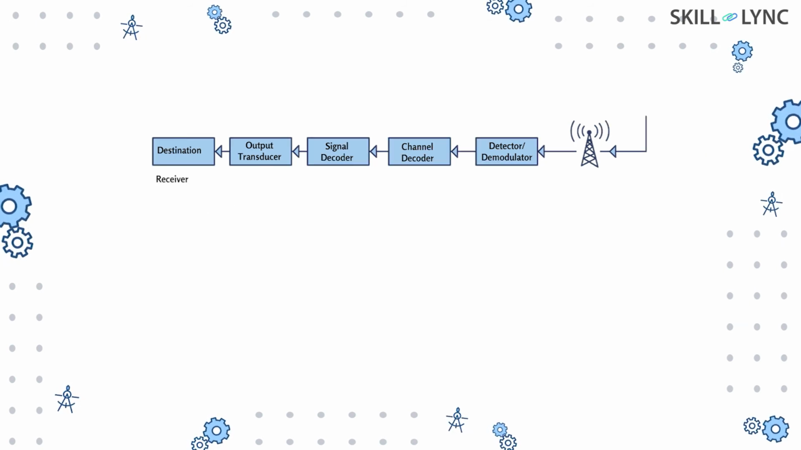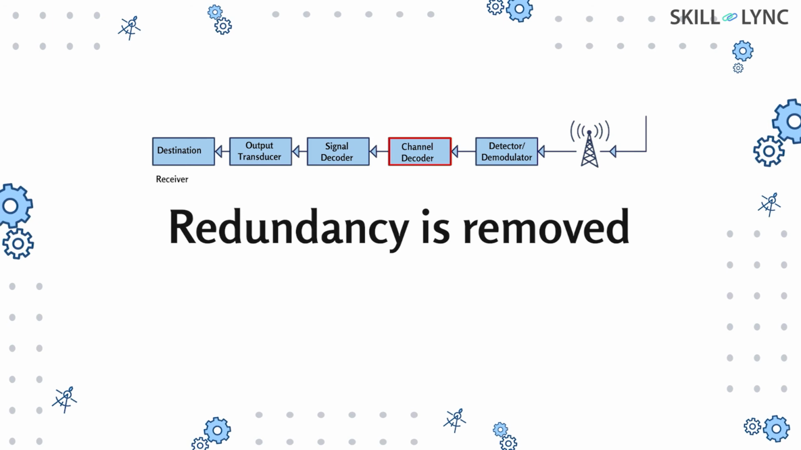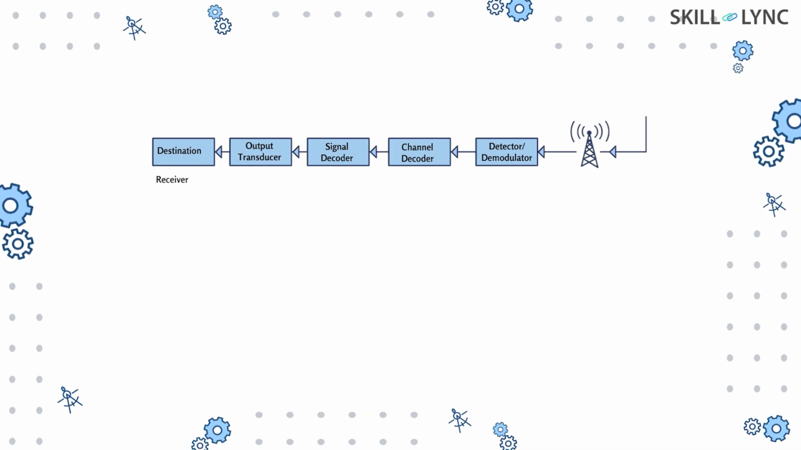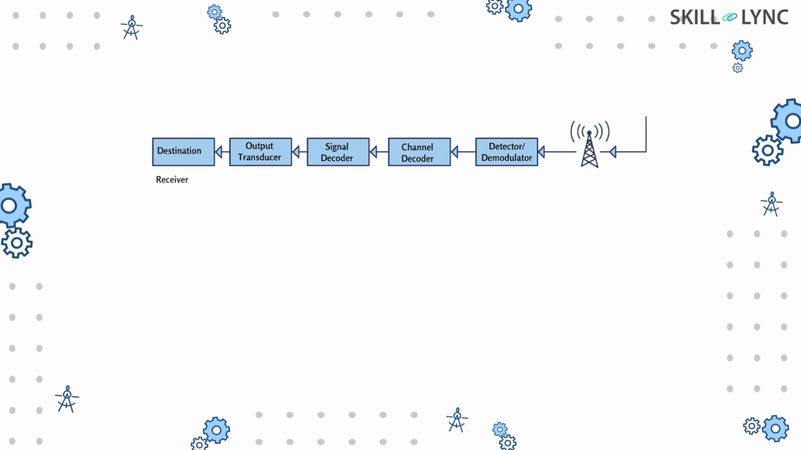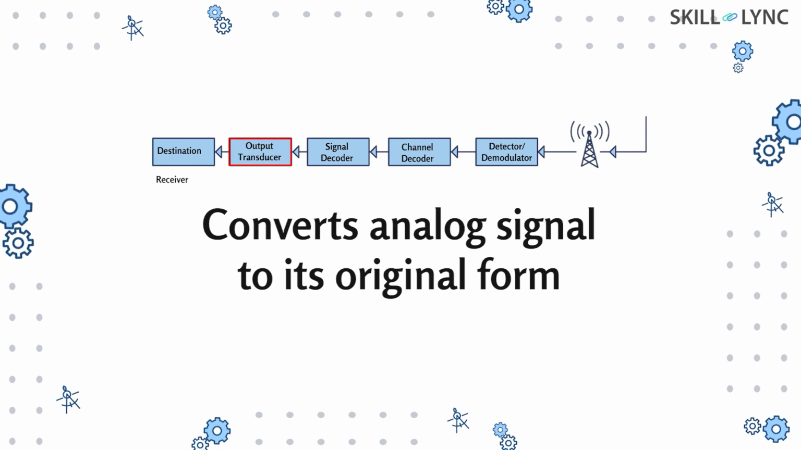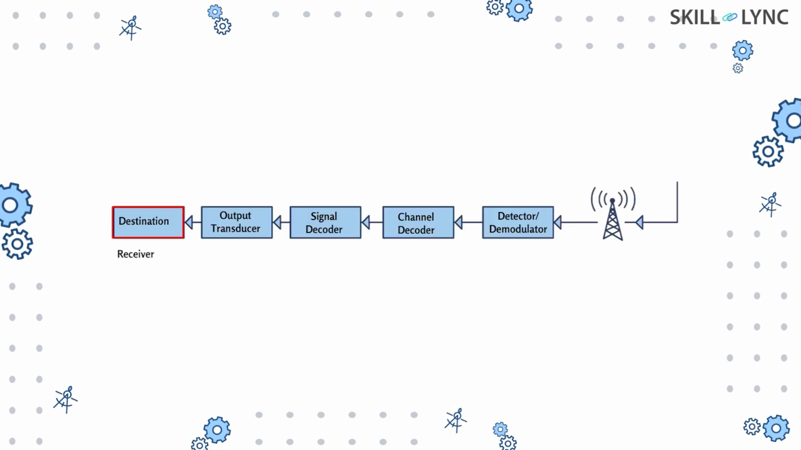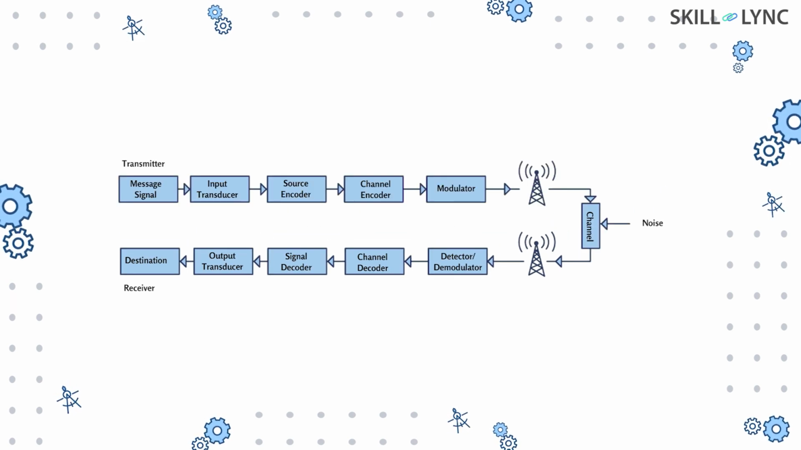The signal then passes to channel decoding. Here, the opposite process of channel encoding occurs, and the redundancy is removed from the signal. From here, the signal is passed to the source decoder. At the source decoder, the signal is converted back to its original analog form. The output transducer finally converts the electrical signals to their original form, and the receiver receives the message. This is how digital communication takes place.